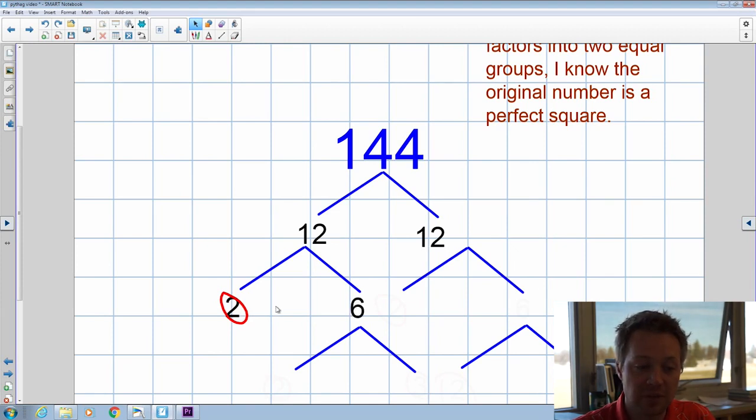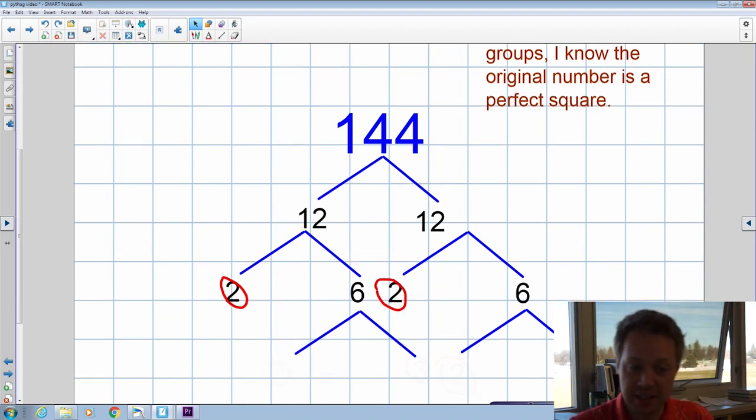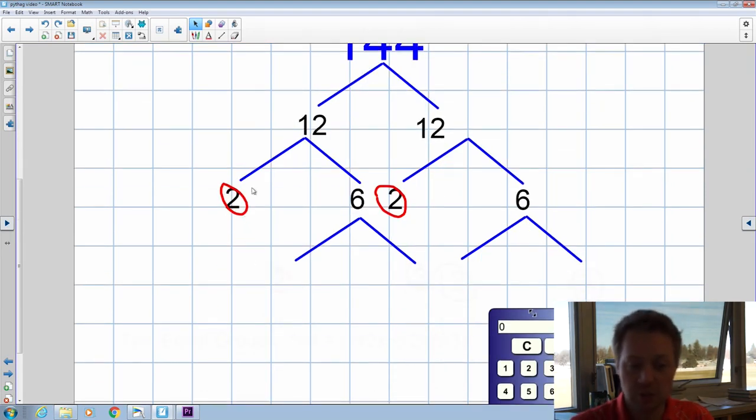So 12 can be divided by a 2, and 2 times 6 is 12, so the number that belongs on the factor tree beside that is 6. The other 12 is broken down into 2 and 6. Then each of those 6s can be broken down into a 2 and a 3. And the other 6 here, obviously, a 2 and a 3.